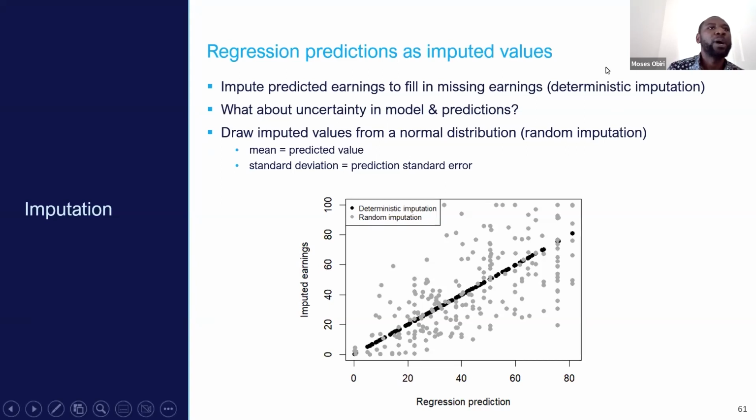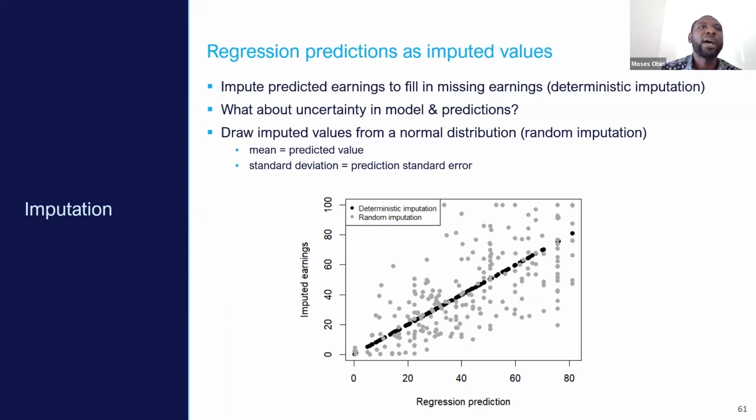One good thing about using the regression model approach is that you can do random imputation from it. With random imputation, you use the predicted value and the prediction error to draw values from a normal distribution. You do this to account for the uncertainty in using your model to estimate the missingness in your data set.